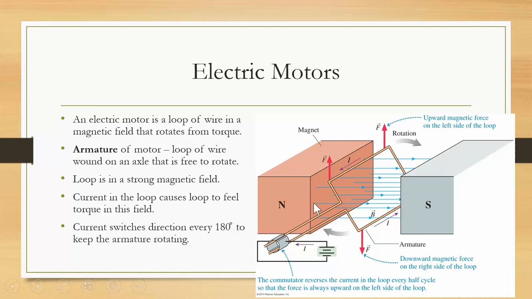On an AC motor, the switching of current direction is just how the electricity comes out of the wall socket for an AC current. For DC, there's a special component in your motor that allows the current to switch direction, and that will keep your motor spinning.